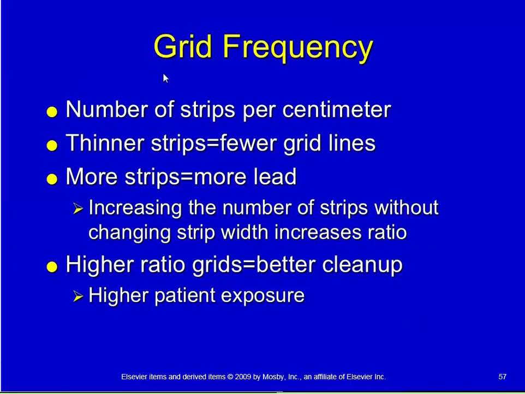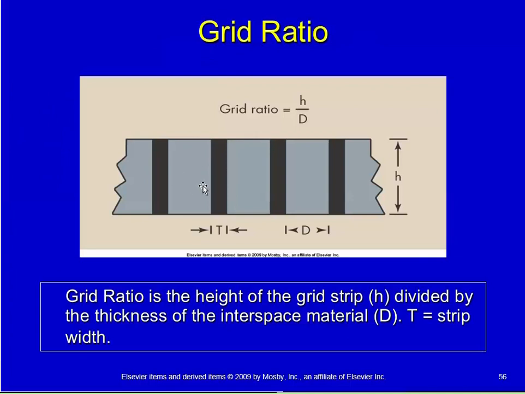Grid frequency, though, is also a measure of grid effectiveness, but it's a lot different. Frequency, just the name frequency, means how often something occurs. So grid frequency would be how often we have a grid strip. So it is taken into consideration in grid ratio, but it stands separate from grid ratio.